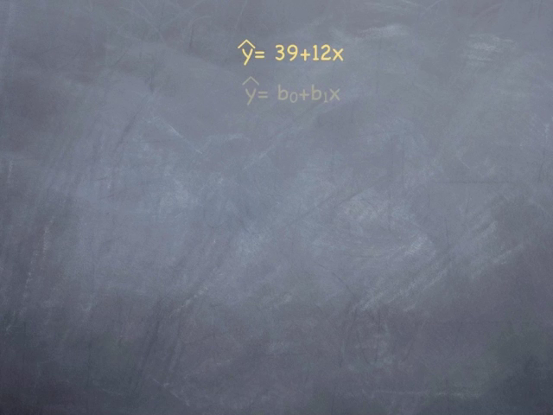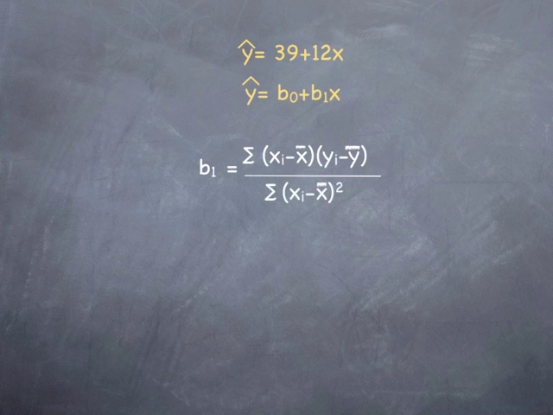Now, when we write the equation in general form, it becomes y hat is equal to b0 plus b1x. Again, the slope is the 12, or the b1. And the way you calculate b1 is kind of crazy, and I'm going to show you here real quick. b1 is equal to the sum of the x observation minus the x mean times the y observation minus the y mean, divided by the sum of the x observation minus the x mean, all squared.